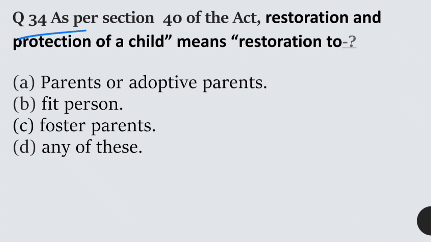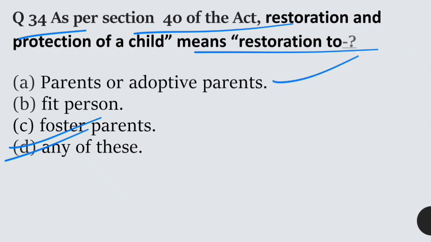Next question is, as per section 40 of the Act, restoration and protection of a child means restoration to. According to the provision, section 40, any of these is the correct option: parents, adoptive parents, fit person, foster parents. Restoration means restoration to any of these. So D is the right option.